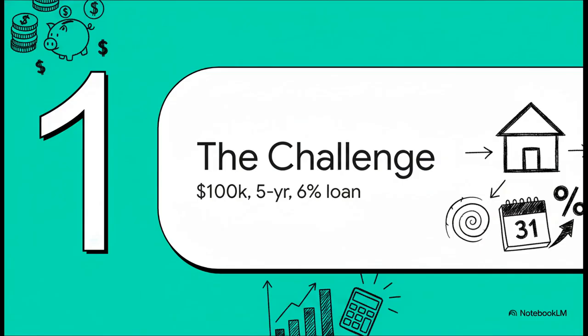All right, enough with the theory, right? Let's get our hands dirty and solve a real problem. We're going to use a nice round number, a $100,000 loan. The plan is to pay it off in 5 years, and the interest rate is 6%. So let's take these numbers and plug them into our formula.